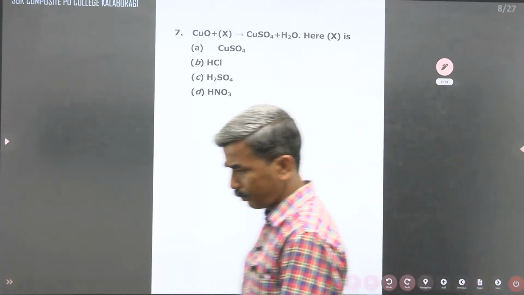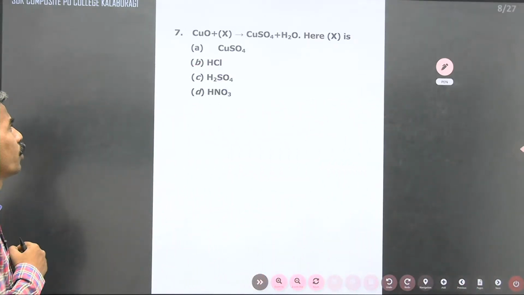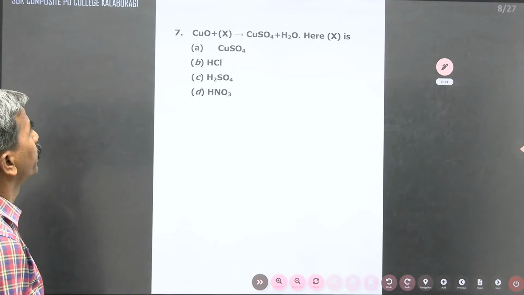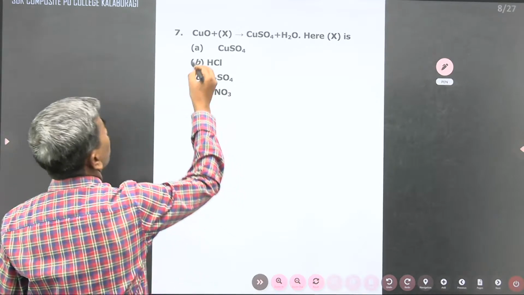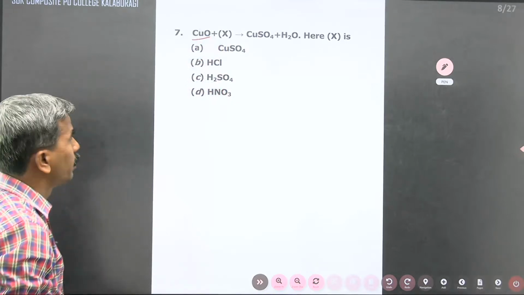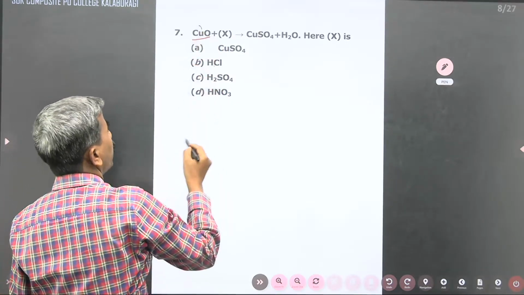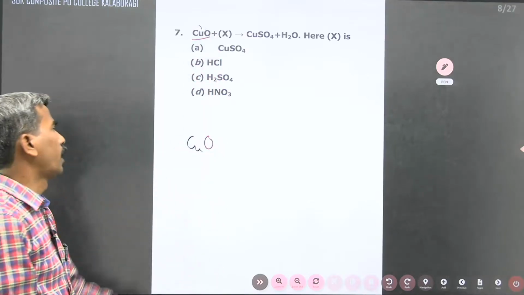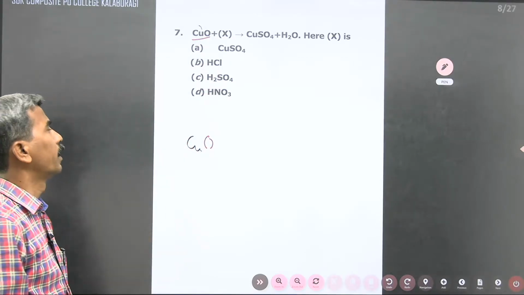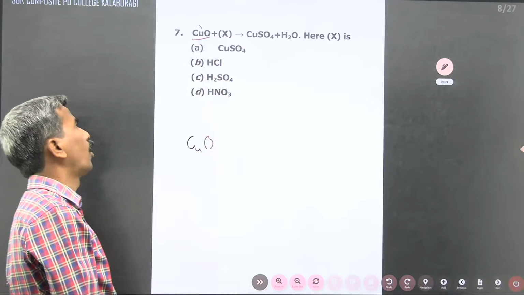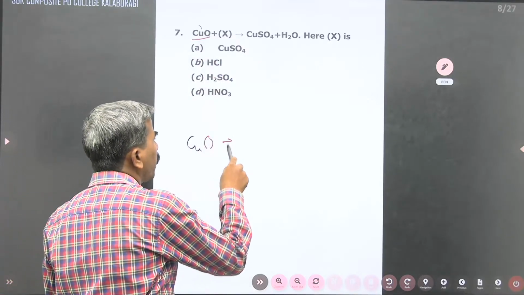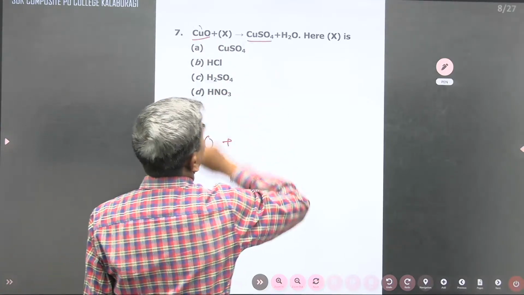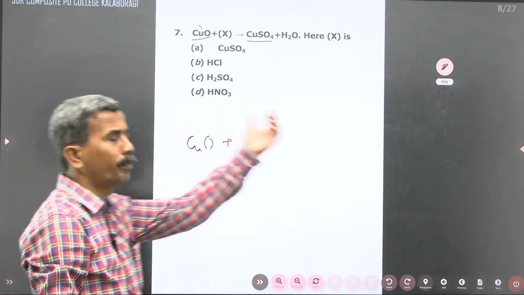Moving to the next question, question number 7. Here it is a chemical equation. They have taken copper oxide. In this, copper is a metal and the other part is oxygen, so it is an oxide of a metal. When a metallic oxide reacts with reagent X, we get the corresponding salt, and water is given out.